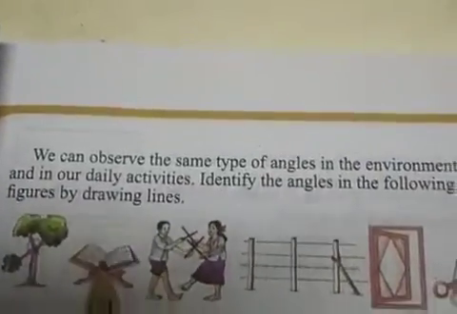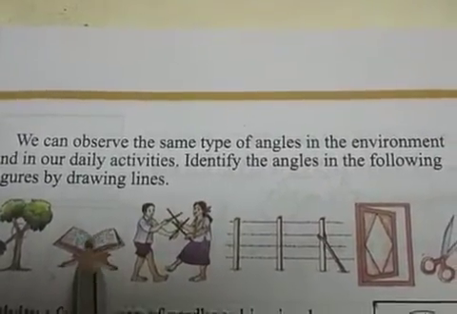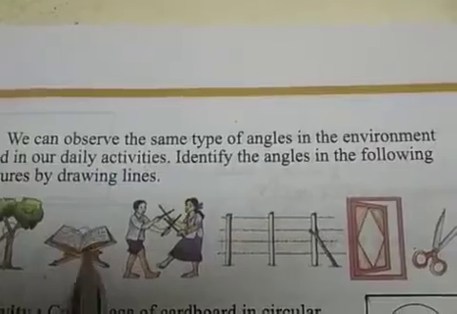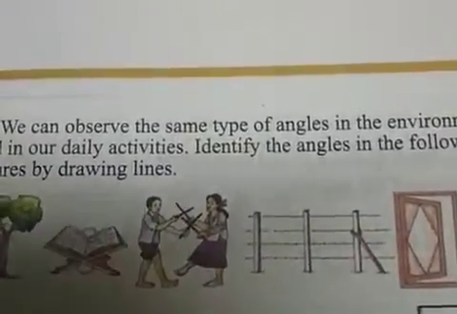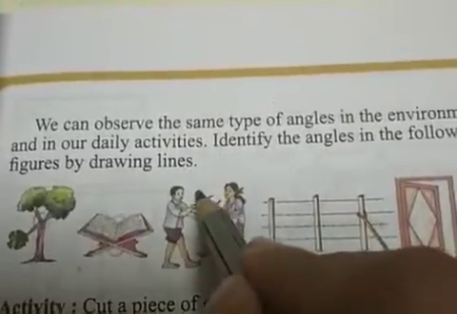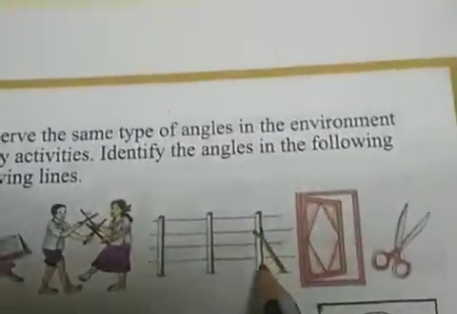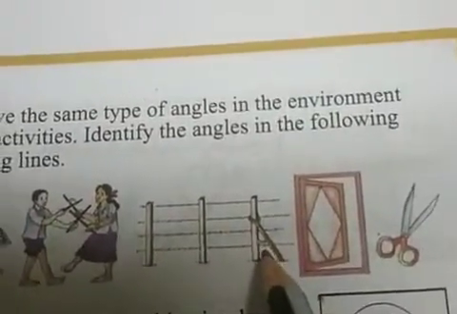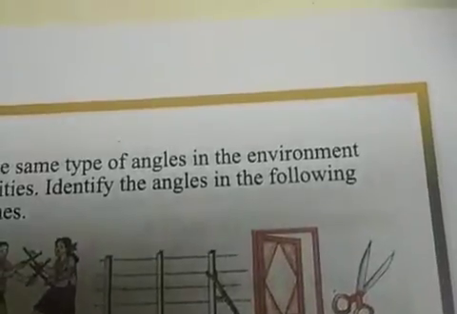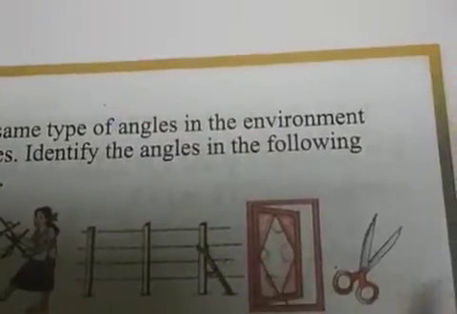What about this book here? If you see here, you can see that there are two arms and one common point. So, this is also an angle. What about this figure here? You can see here there is an angle formed, correct? What about here? This is an angle which is formed, correct? What about this figure here? You can see here there is an angle formed, here there is an angle formed. All these are angles which are formed.